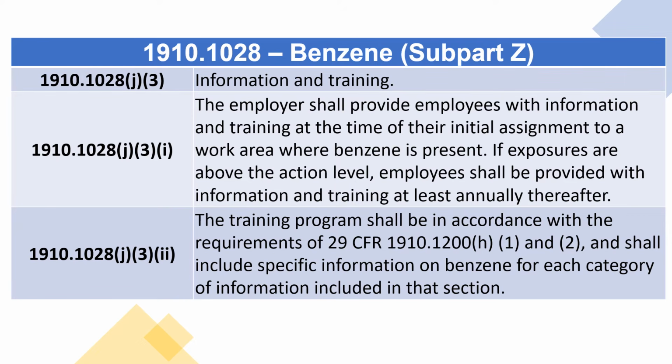1910.1028(j)(3). Information and training. 1910.1028(j)(3)(i) and (ii). The employer shall provide employees with information and training at the time of their initial assignment to a work area where benzene is present. If exposures are above the action level, employees shall be provided with information and training at least annually thereafter. The training program shall be in accordance with the requirements of 29 CFR 1910.1200(h)(1) and (2), and shall include specific information on benzene for each category of information included in that section.